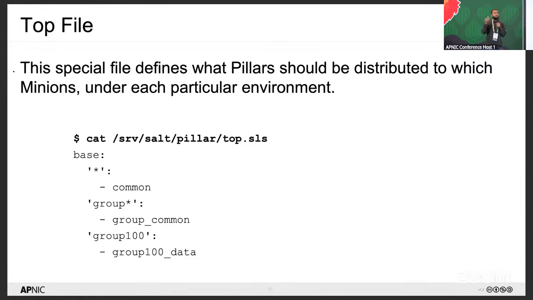But if I have a minion called server, then only common.sls will be applied. If I have a minion called group 100, then three of these files, common.sls, group common.sls, and group 100 underscore data.sls, all these three instruction files will be executed.